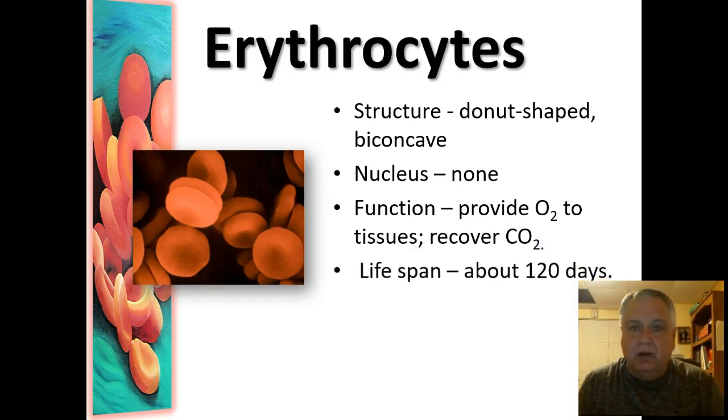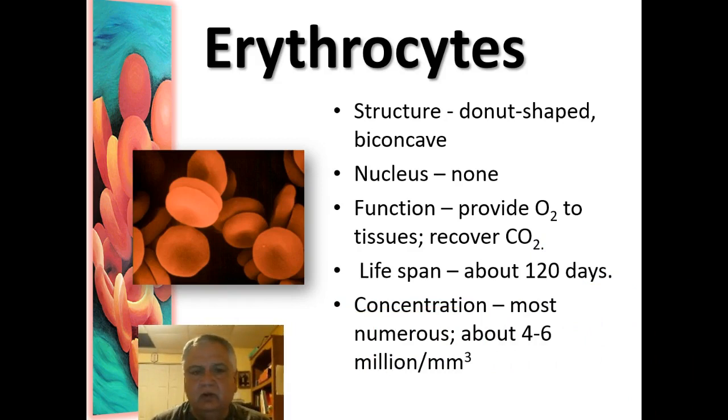But because they don't have a nucleus, they're not going to be able to repair themselves, they're not going to be able to regenerate parts, make new proteins, and as a result, they're going to have a lifespan of only about 120 days, after which the erythrocytes will be transported primarily to the spleen and liver, where they'll be broken down. The hemoglobin will be broken down, and the cells will be eliminated from the body, and new cells will be produced to replace them.